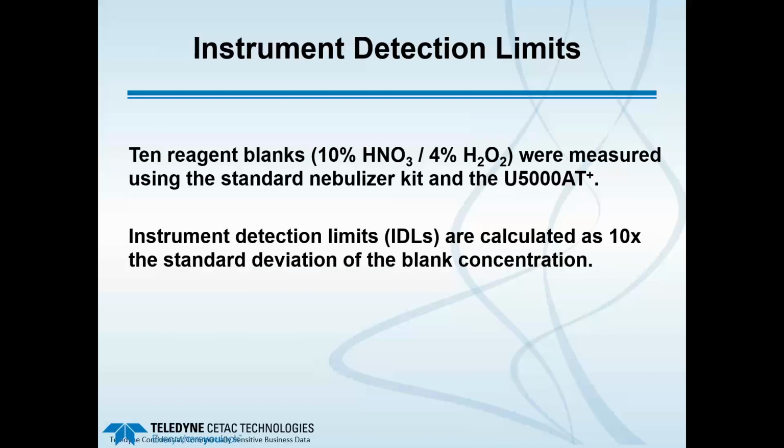So one of the first things we wanted to look at were detection limits. Just how low could we go in detection, particularly for some of the harder to detect elements. 10 reagent blanks were measured using the standard nebulizer kit, that is the glass concentric nebulizer, and the ultrasonic nebulizer. These blanks are 10% nitric acid and 4% hydrogen peroxide after the dilution. And the instrument detection limits, or the IDLs, are calculated as 3 times the standard deviation of the blank concentration.